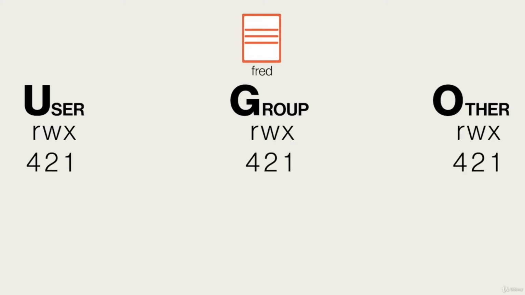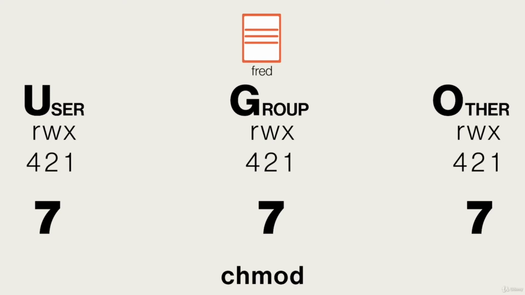Okay, so what's 4 plus 2 plus 1? It's 7. What's 4 plus 2 plus 1? It's 7, and it's 7. So if I want to change the permissions on the Fred file to be read, write, and execute for the user, read, write, and execute for the group, and read, write, and execute for everybody else, I'll type a command like this. chmod, isn't that a great name? And then 777, and then the name of the file, which will be Fred.